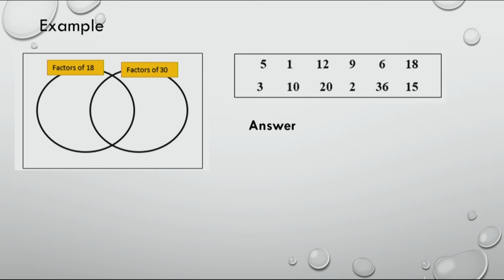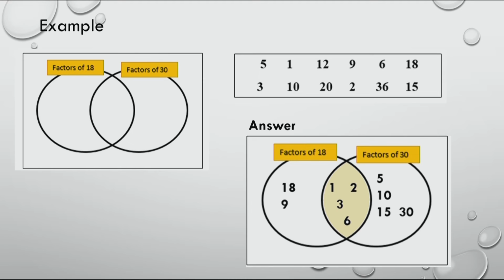Okay, answer. So this is what you should have. Factors of 18 only: that's 9 and 18. Factors of 30 only: 5, 10, 15 and 30. And then you've got the overlap of the two: 1, 2, 3 and 6. They are the common factors. Okay? They are the common factors.